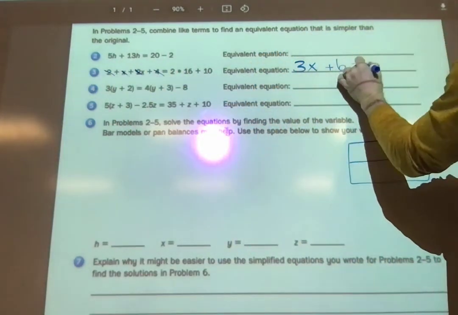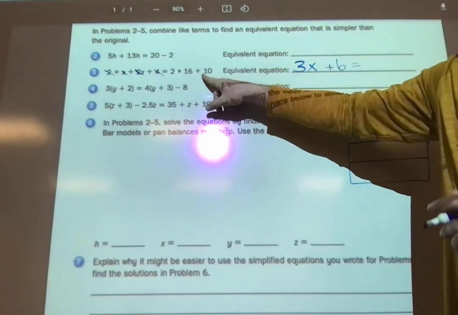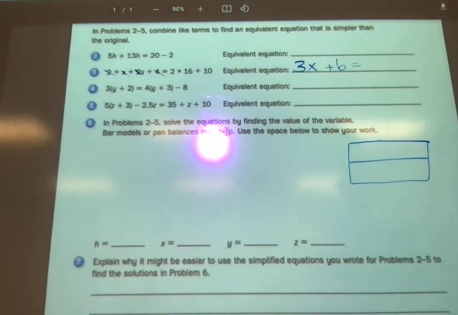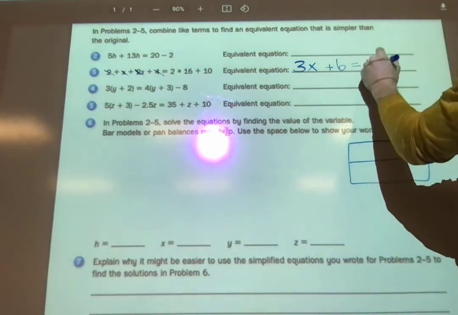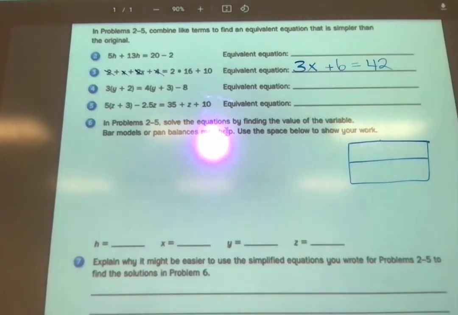And then on the right side of the equation, I've got to follow my rules, and I know I multiply before I add for my order of operations. So 2 times 16 is 32. Add 10, I get 42. So there's my equivalent equation. Okay, and we're going to go ahead and look to solve that using a bar model down here, and then we'll substitute in to make sure our answer makes sense like we're supposed to using substitution.